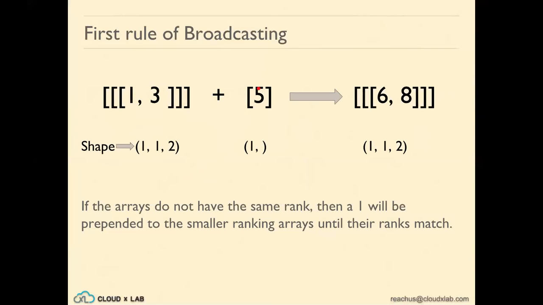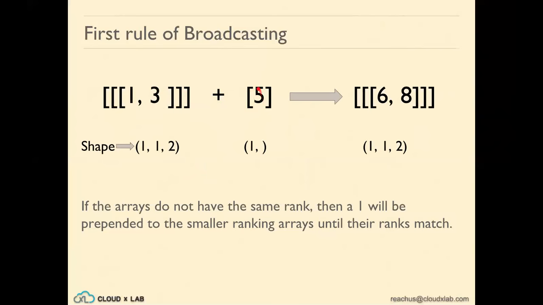In these cases, what happens is it will convert this into a three-dimensional array by putting brackets around it. This is the first rule of broadcasting. So this will actually become a three-dimensional array of 1 by 1 by 1. So that's the first rule of broadcasting.